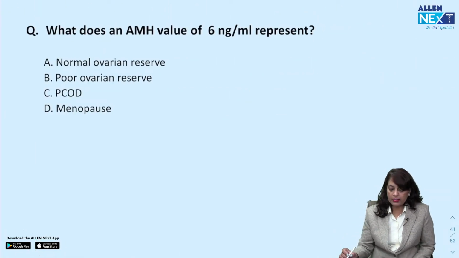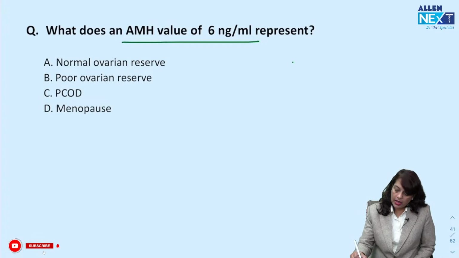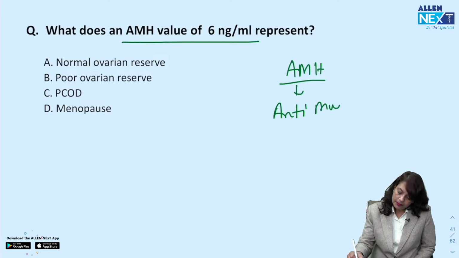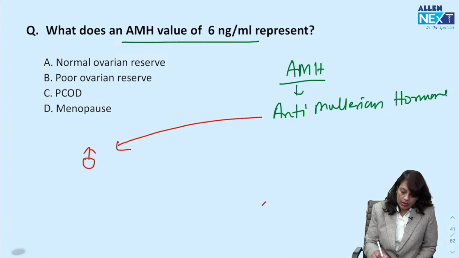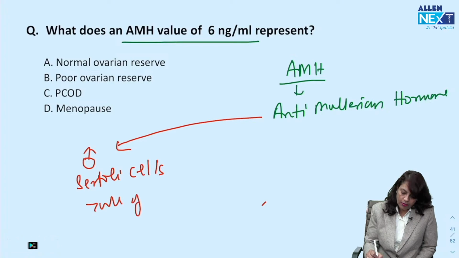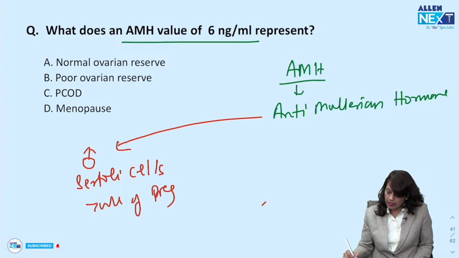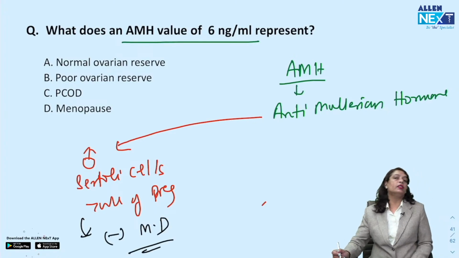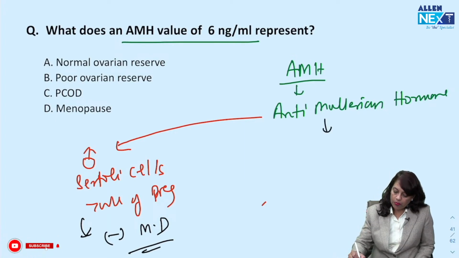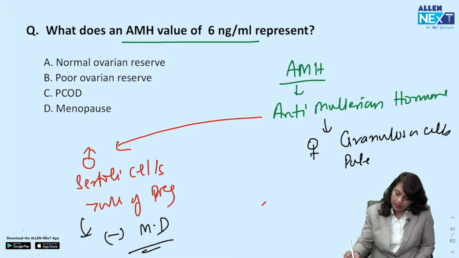Next, what does AMH value of this represent? AMH is anti-Mullerian hormone. Anti-Mullerian hormone in the males is secreted by Sertoli cells at 7 weeks of pregnancy. What does this anti-Mullerian hormone do? It inhibits the Mullerian duct. So in the males there is no uterus. Anti-Mullerian hormone in the female is secreted by granulosa cells at puberty.